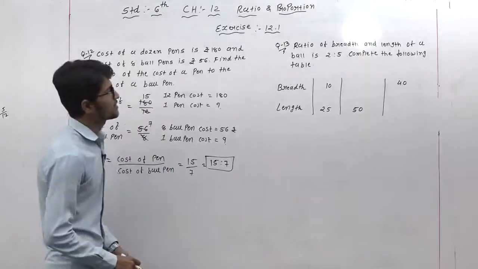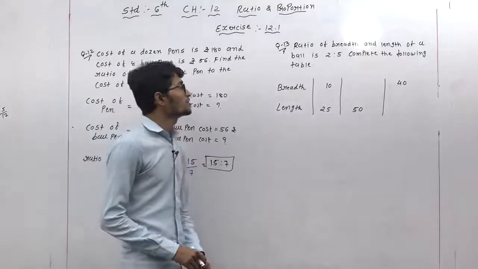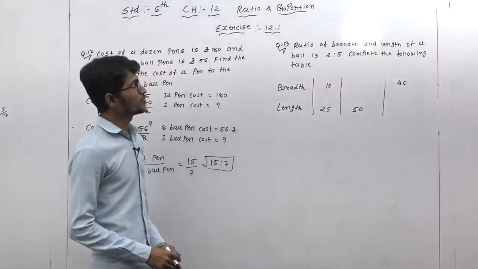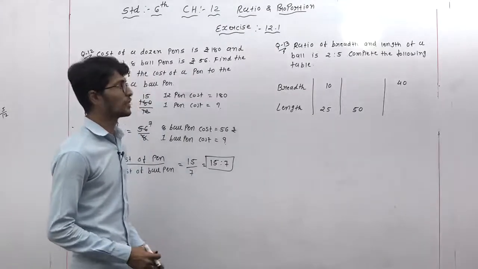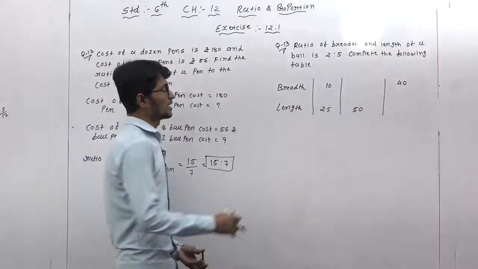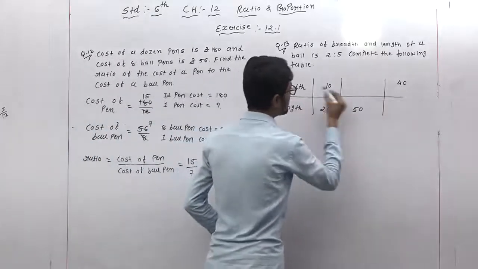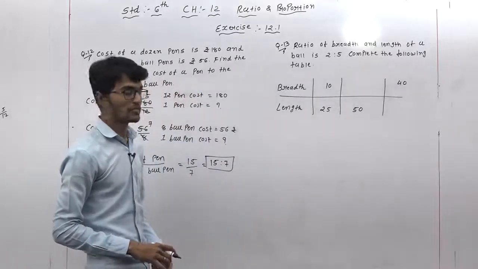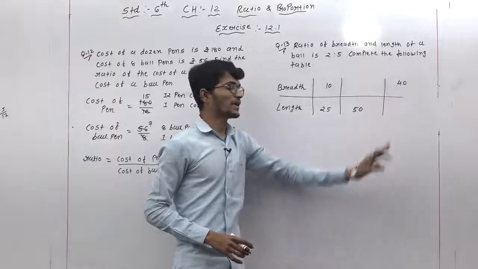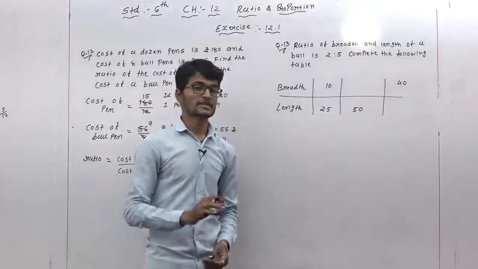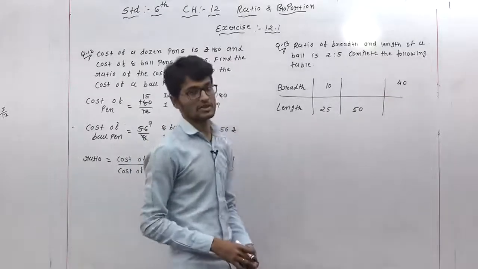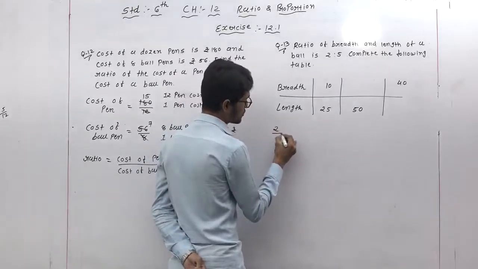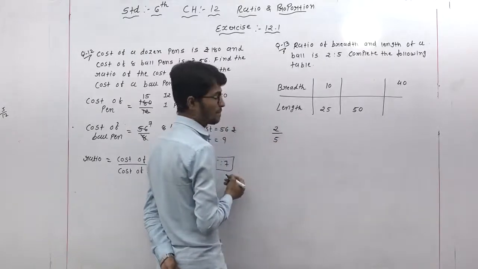Okay. Now the next question is question number 13. The ratio of breadth and length of a ball is 2 is to 5. Complete the following table. Here you are given a table, the values of breadth and length are given, but the ratio is equal to 2 is to 5. Now wherever there is a space we have to find it out, but the ratio should remain 2:5, that is, 2 is to 5 only. So let's start. 2 is to 5 means 2 by 5, right?